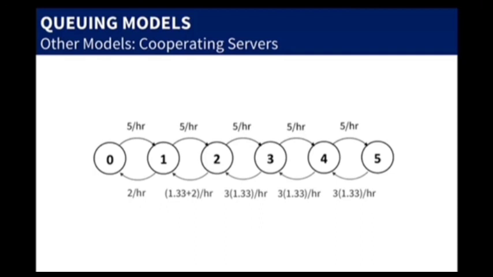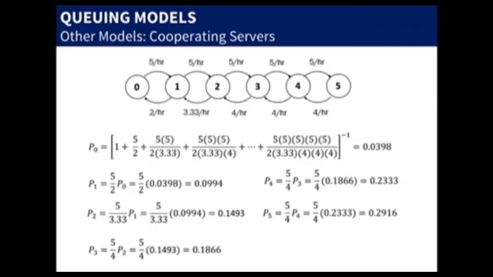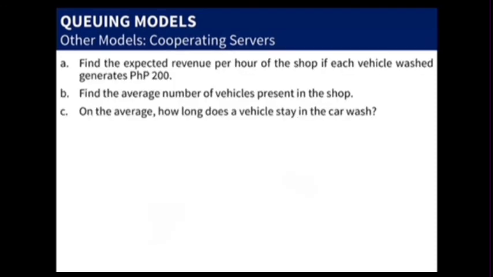When there is a single car in the shop, service time is 30 minutes, or equivalently a service rate of 2 per hour. If there are 2 cars in the shop, one is served at a rate of 2 per hour and the other is served at a rate of 1.33 per hour. If there are 3 or more cars in the system, each is served at a rate of 1.33 per hour, or an aggregated total of 1.33 times 3, which is 4 per hour. The steady-state probabilities are solved using the birth and death shortcut. We are now ready to solve the following questions.